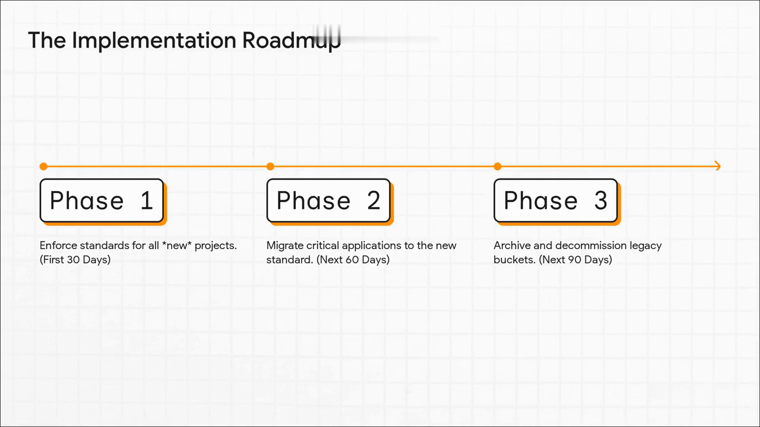Starting today, all new projects have to follow the standard. That's a huge, easy win. Then, in Phase 2, you go after your most critical applications. And finally, in Phase 3, you can start to clean up that long tail of legacy buckets. This phased approach makes a massive project feel totally manageable.